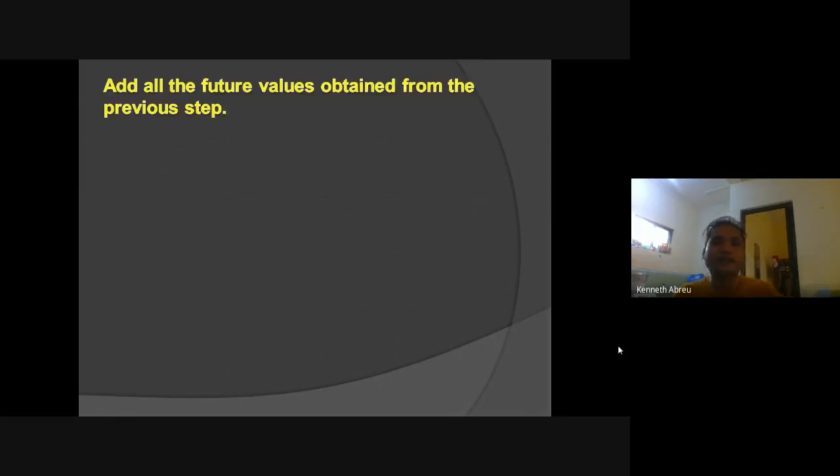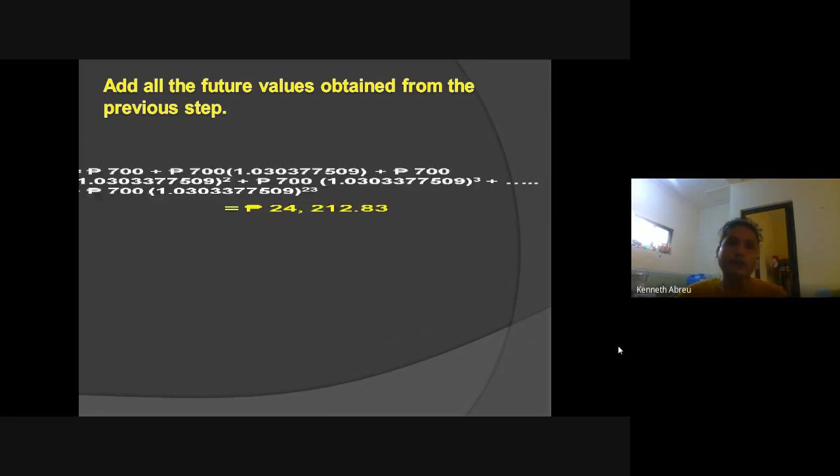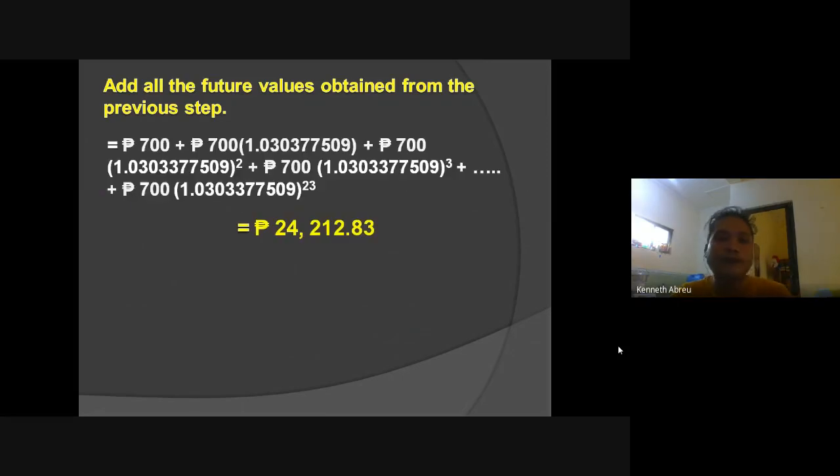For us to get the future value, we need to find the sum of all the values obtained from the previous step. After adding, we get the future value, which is equivalent to 24,212 pesos and 83 centavos. You can check whether this solution is correct by simply using your calculators and inputting all the necessary equivalents into your calculators.